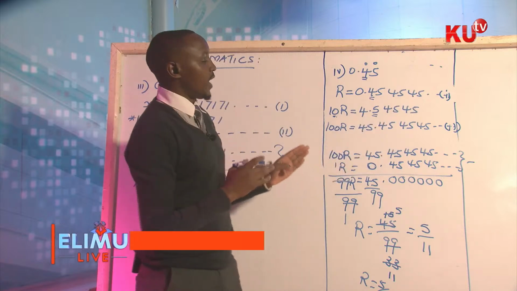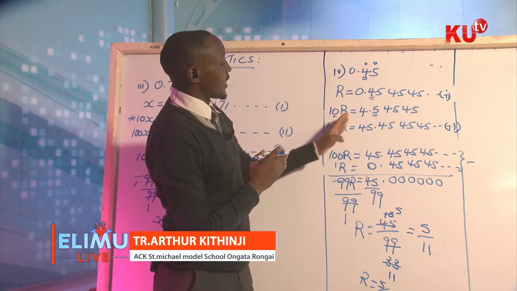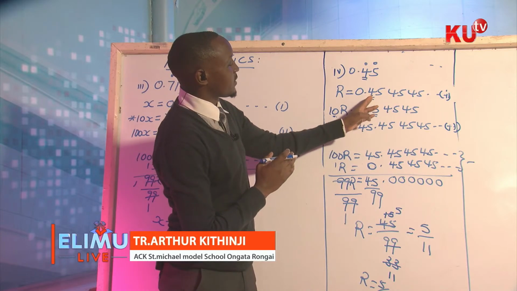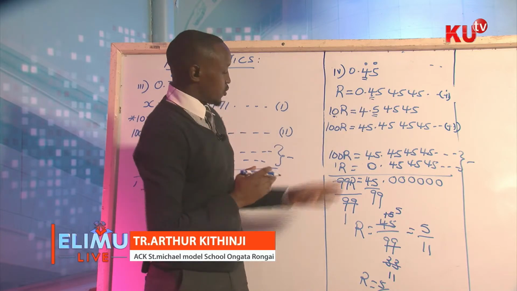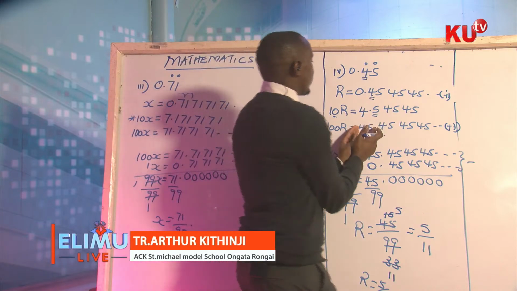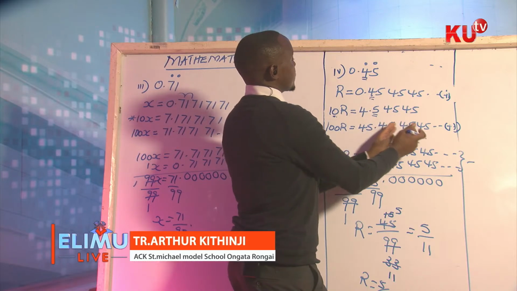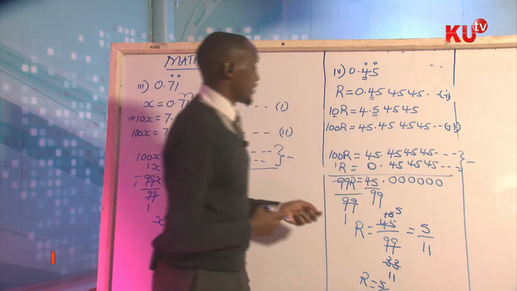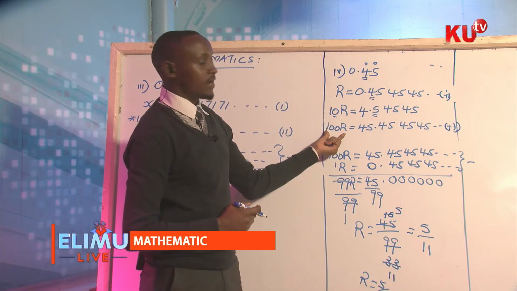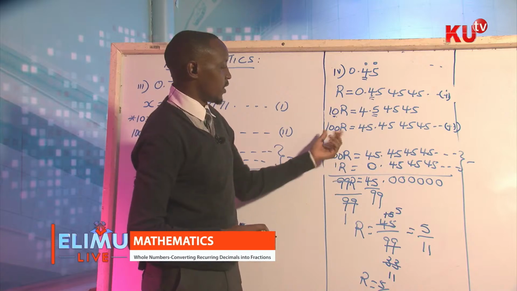So we are looking for a number that, when multiplied by r, will give us a number where the tenth digit is 4. When we multiply r by 100, we realize that the recurring part of r repeats itself again, so subtracting becomes easier. That's why we settle for 100r.